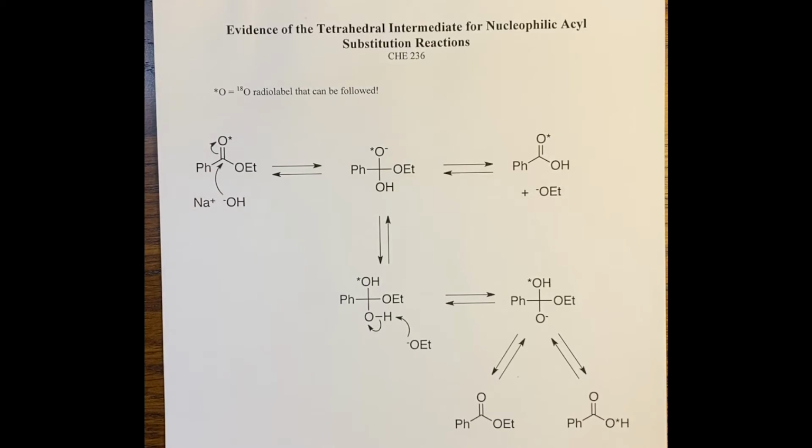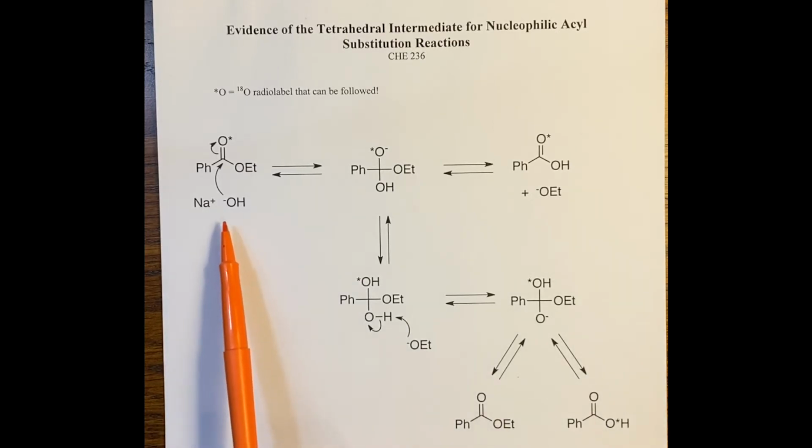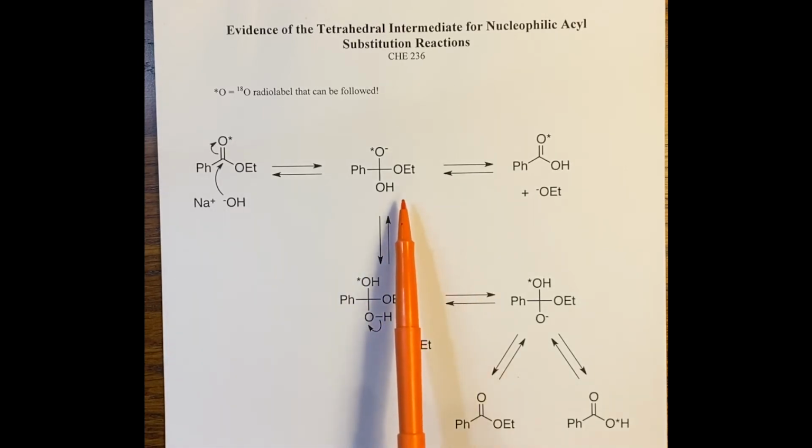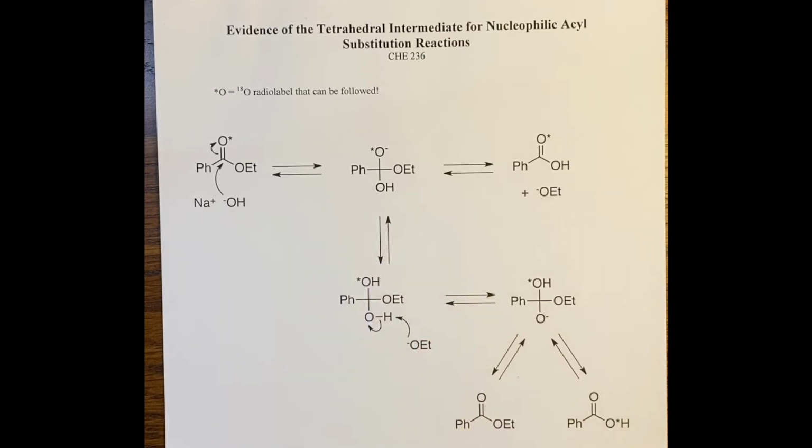So what we're going to look at in this handout is evidence of the tetrahedral intermediate in our nucleophilic acyl substitution reactions. So nucleophilic acyl substitution refers to a nucleophile attacking a carbonyl, like what we see right here in the first step. We know that all of the mechanisms that we've drawn so far have gone through this tetrahedral intermediate. And what this mechanism here is going to show you is how we know that the tetrahedral intermediates are forming.